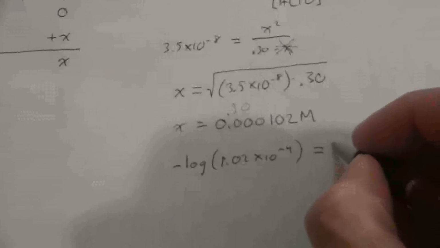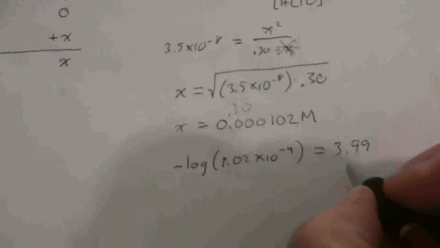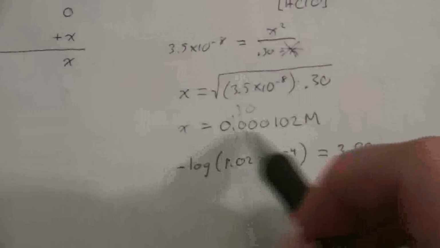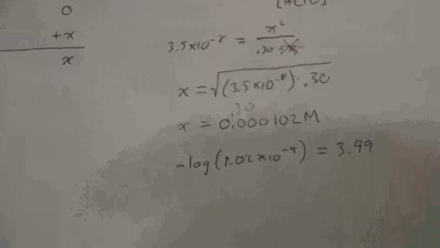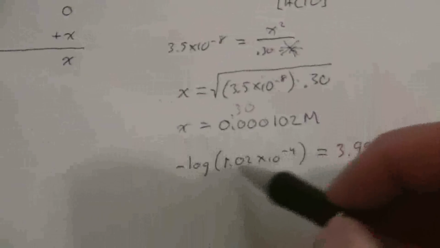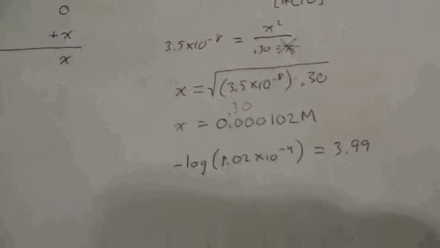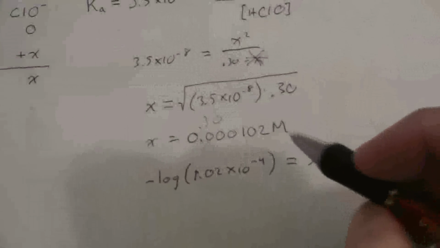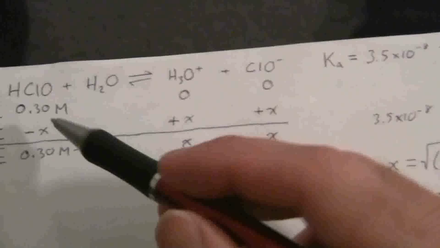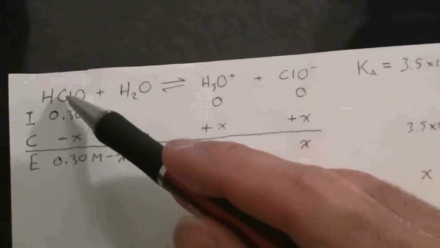So that is the pH, and that makes sense. Very slightly more than 1 times 10 to the minus 4th, so that should be around 4. So that's the pH of a 0.3 molar solution of hypochlorous acid.